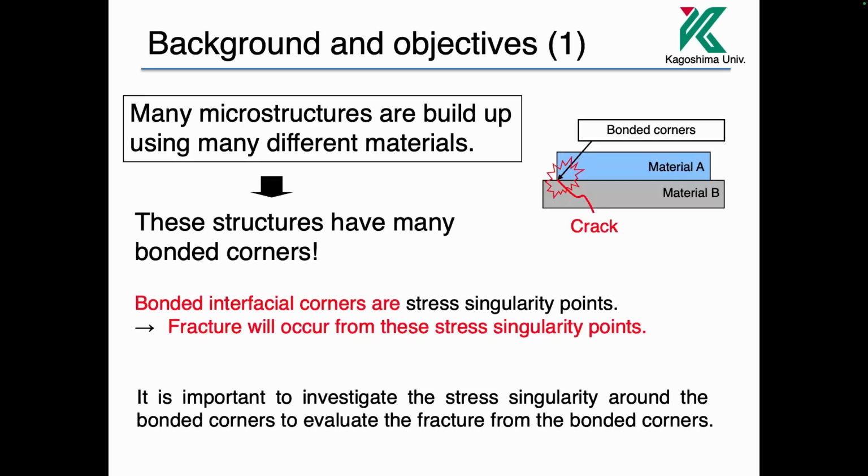So this is the background and the objectives of this study. As you know, many microstructures are built up using many different materials like this. And these structures have many bonded corners like this. And the bonded interfacial corners are stress singularity points. So the fracture will occur from these stress singularity points. So it's important to investigate the stress singularity around the bonded corners to evaluate the fracture from the bonded corners.